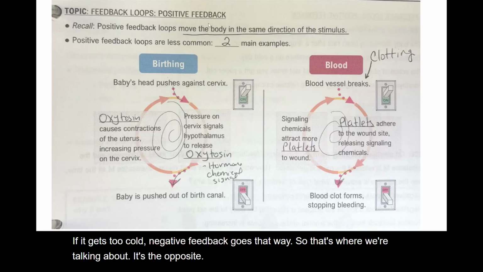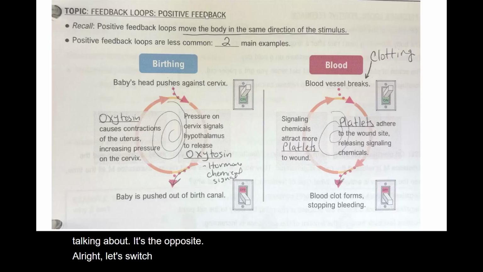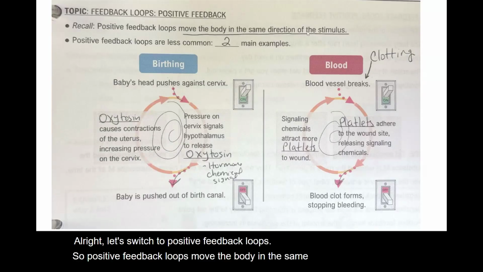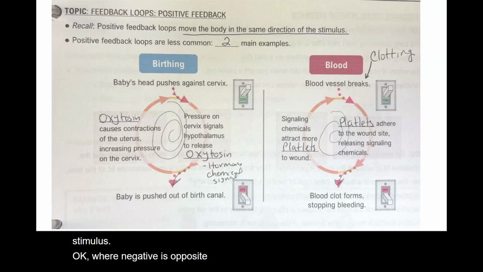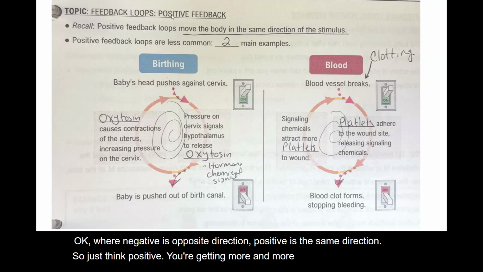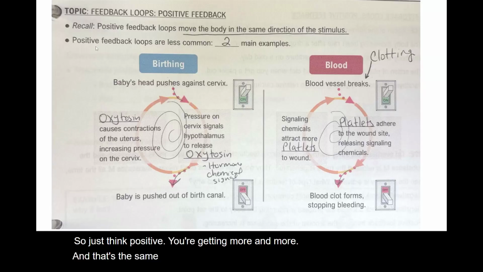All right, let's switch to positive feedback loops. So positive feedback loops move the body in the same direction of the stimulus. Okay, where negative is opposite direction, positive is the same direction. So just think positive, you're getting more, and that's the same direction. So positive feedback loops are less common, and there's two main examples that we're going to talk about today.